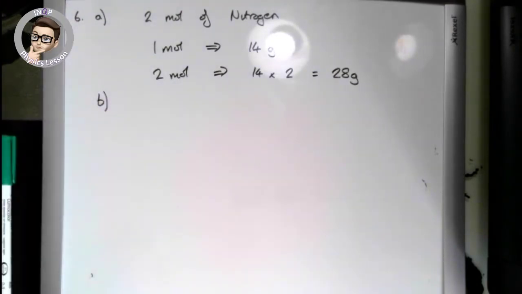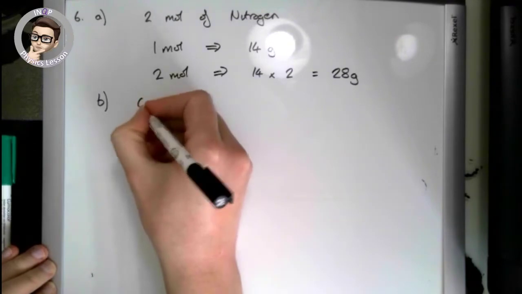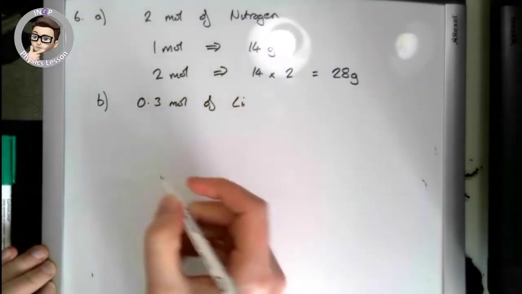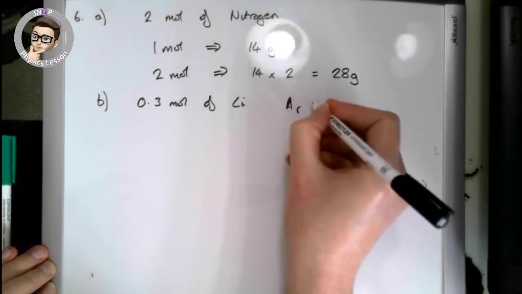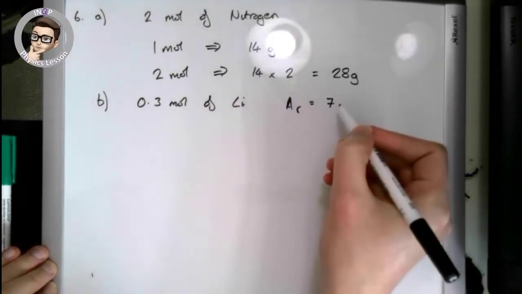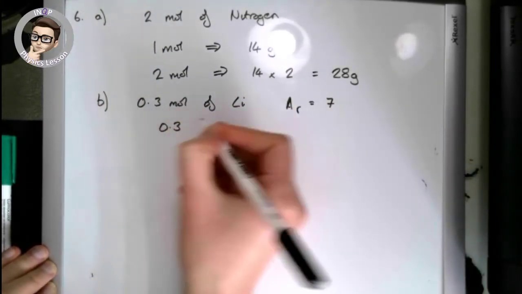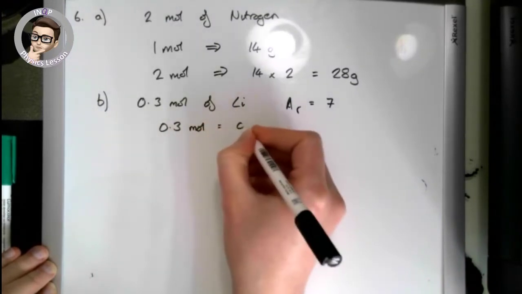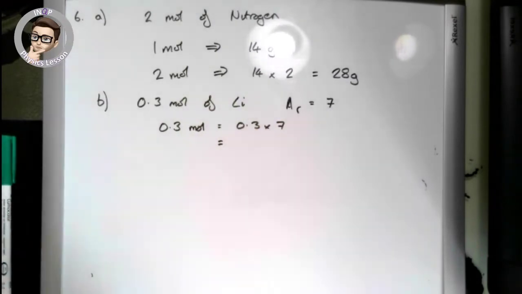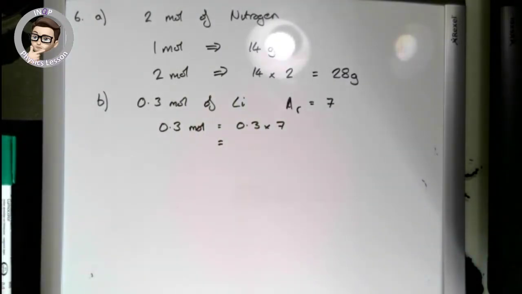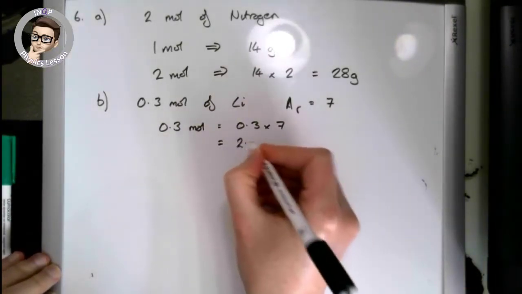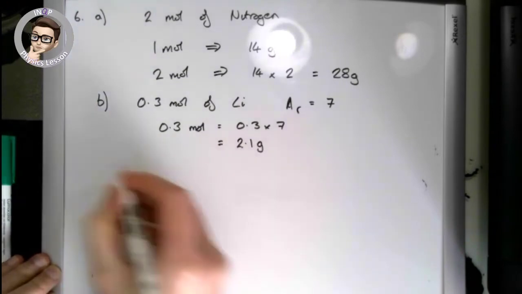Okay, part B, 0.3 moles of lithium. I know that my relative atomic mass of lithium is 7. So that means that 1 mole would give me 7 grams, but I've got 0.3, so 0.3 mole is going to be 0.3 multiplied by 7, which is going to give me an answer of 2.1 grams. So I will have 2.1 grams of lithium.